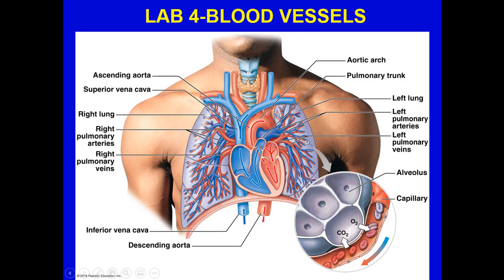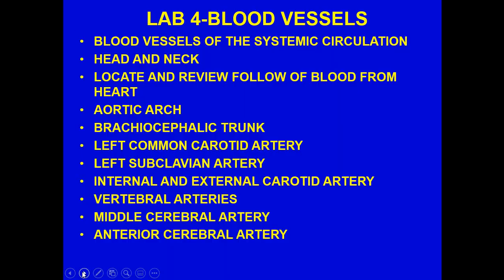So we've dealt with a little bit of this circulation here of the pulmonary circuit. You have blood that goes in, gets oxygenated, comes back out. And now what we're going to start doing is moving away from this and going into the systemic circulation. So, blood vessels of the systemic circulation, head and neck.